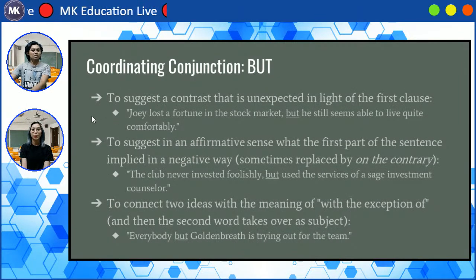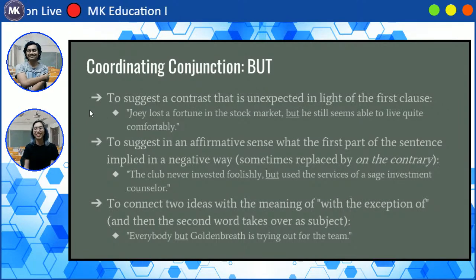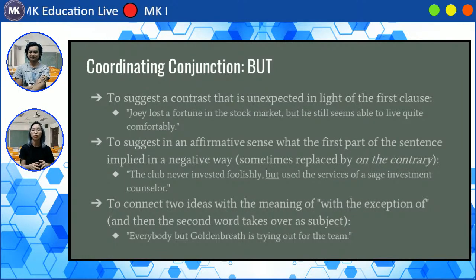But I will not explain it, my partner will. Okay, so we use the coordinating conjunction but first to suggest a contrast that is expected in light of the first clause. Okay, so it's in contrast. We have an example here. Joey lost a fortune in the stock market, but he still seems able to live quite comfortably. Okay, so there is a contrast between the two clauses there.